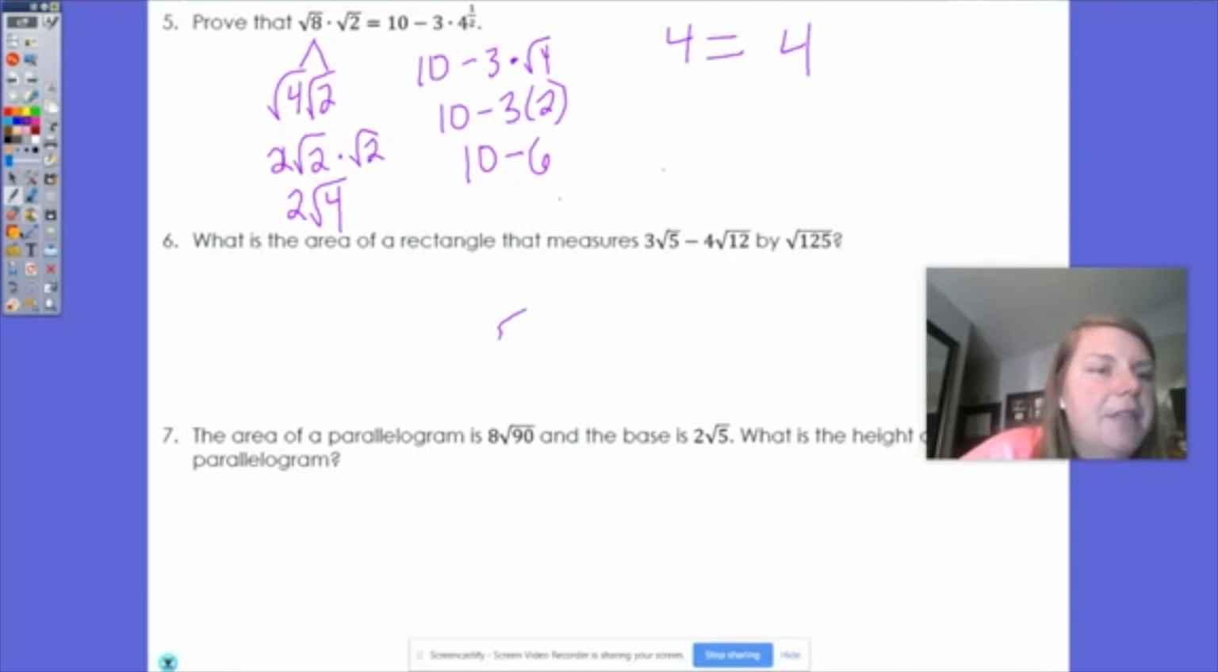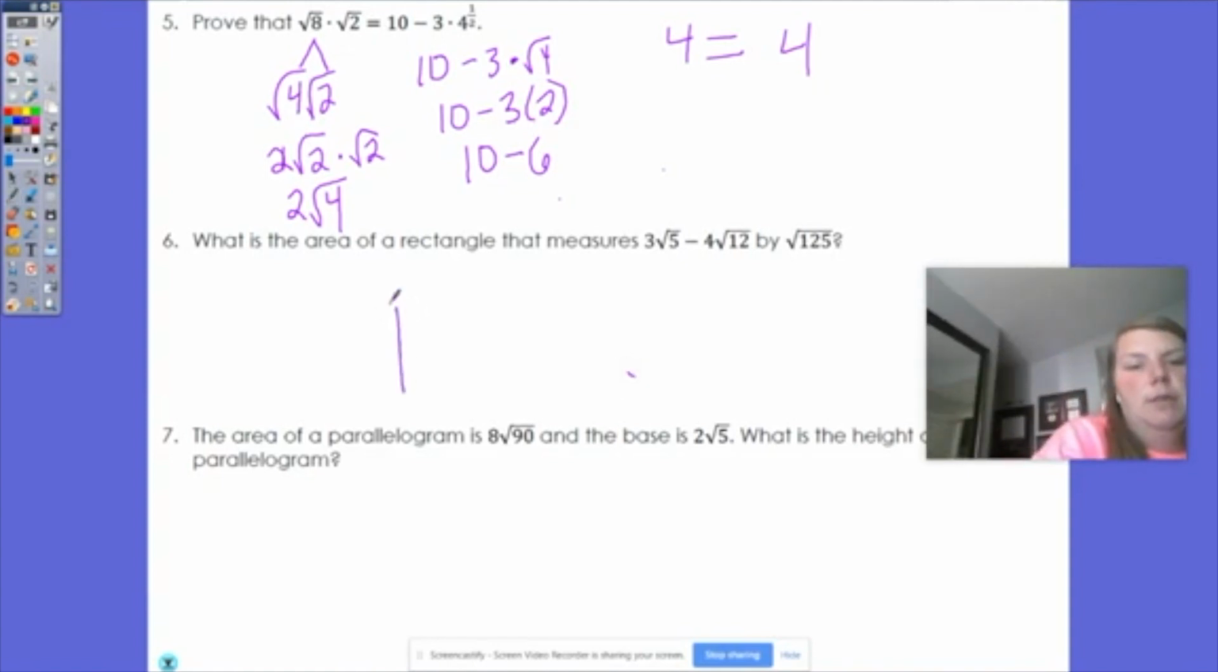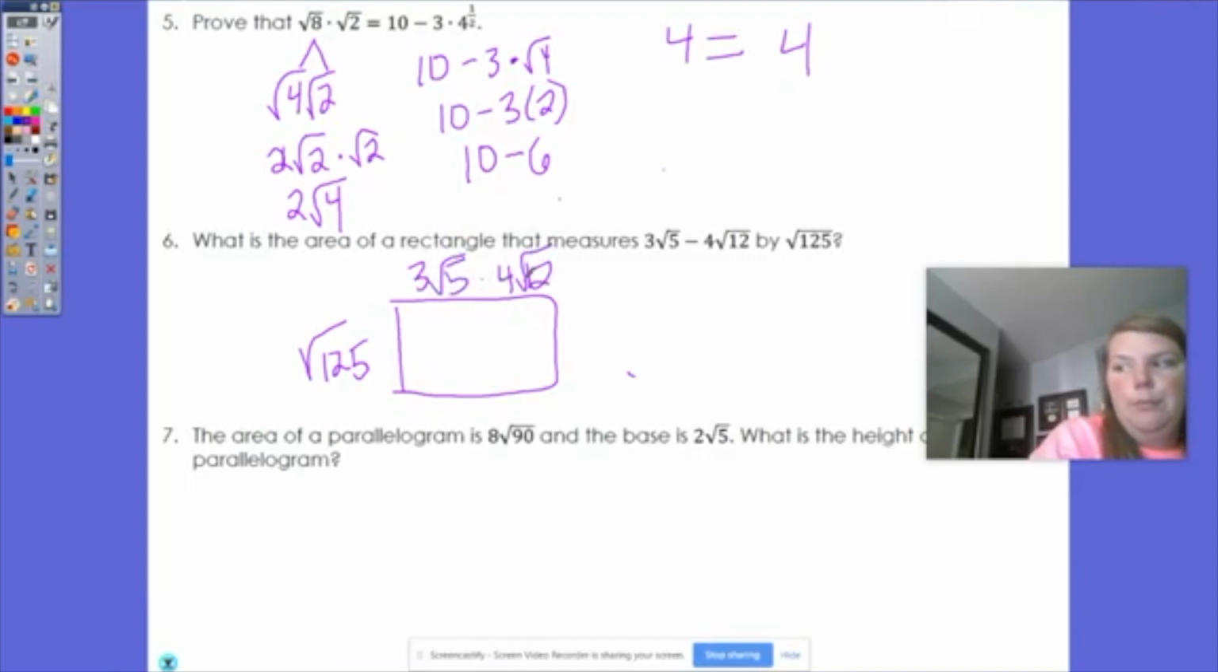Number 6 is talking about the area of a rectangle. It says, what is the area of a rectangle that measures 3 square root of 5 minus 4 square root of 12 by square root of 125? So here's my rectangle. One side is the square root of 125. The other side is 3 square root of 5 minus 4 square root of 12.